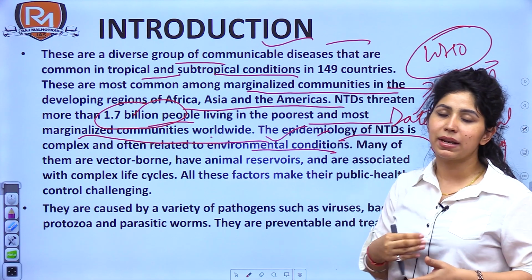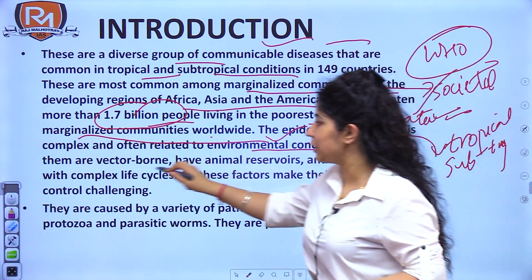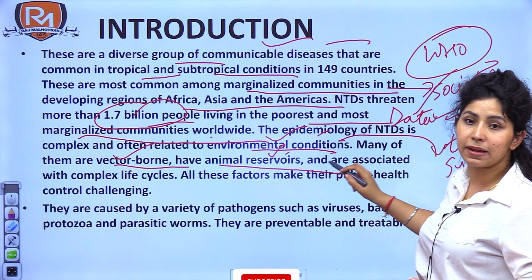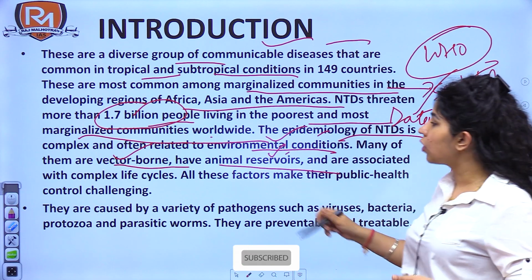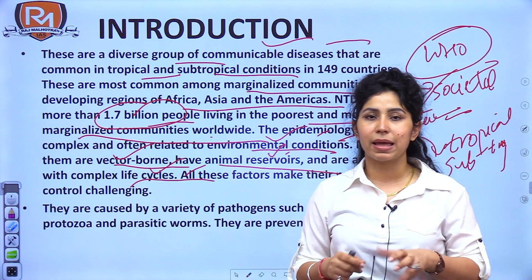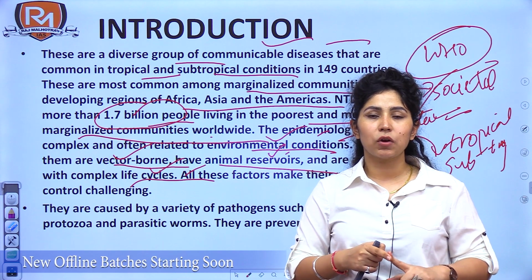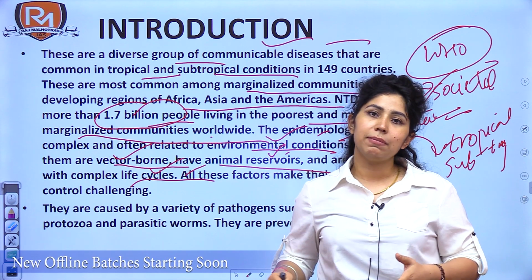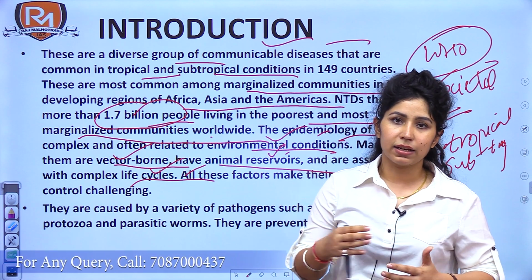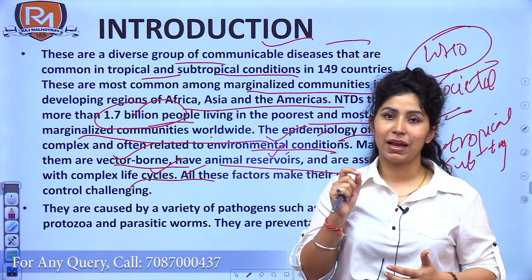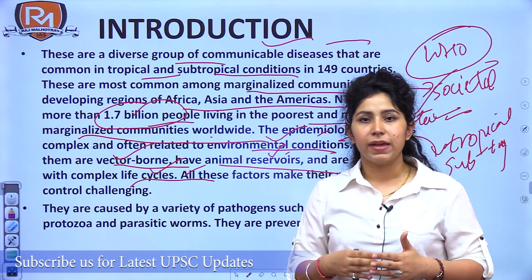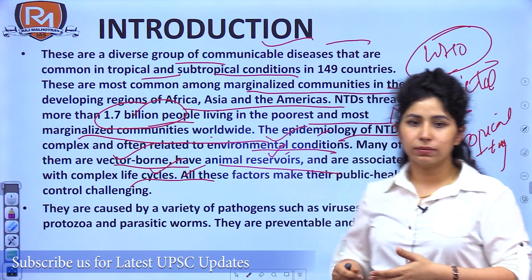Now, how are they spread? So they say that many of them are vector-borne. They have animal reservoirs, they spread from animals, and are associated with complex life cycles. For example, malaria. So they cannot be handled with normal medicines and they cannot be eradicated completely unless they are addressed as a public health concern by the government through a lot of budgetary support and through very enthusiastic initiatives.